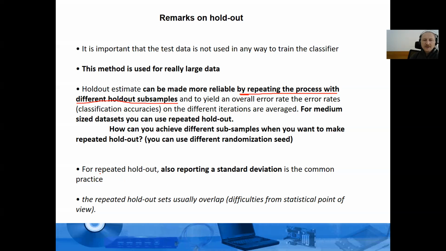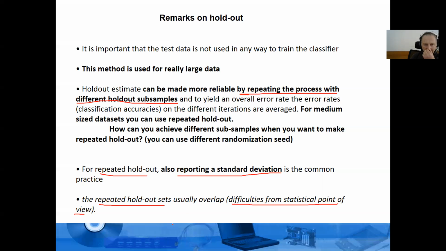So if you are using repeating holdout, it is a good idea to report standard deviation. Later, I will come back to this point and show it in the practical. And then you will have some difficulties from a statistical point of view if you are using repeating holdout sets.